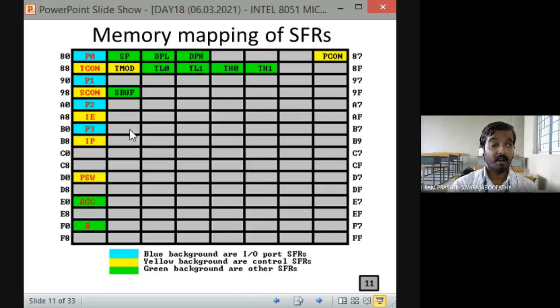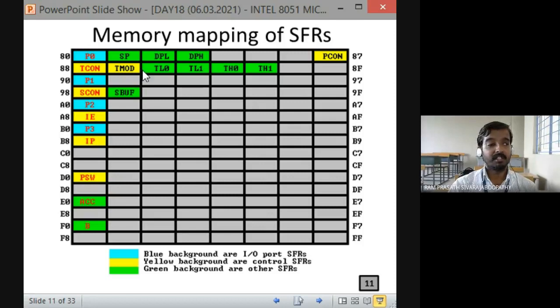How are they mapped? You can see 4 registers: P0, P1, P2, P3. Can you judge what purpose these registers are used for? This and all we will study later. These 4 registers are used for programming the port. We have already studied that we have 4 ports: port 0, port 1, port 2, port 3. These 4 registers are used for programming the ports.